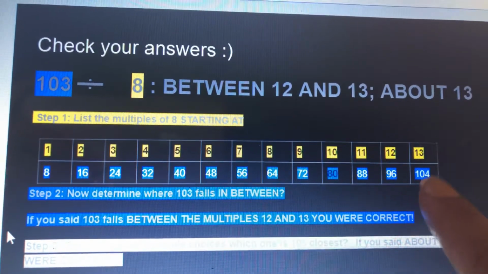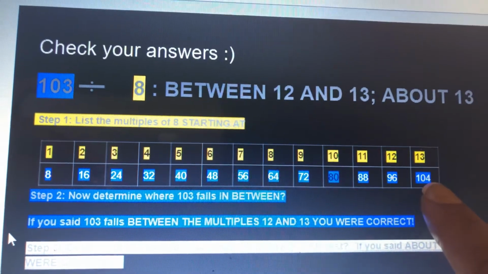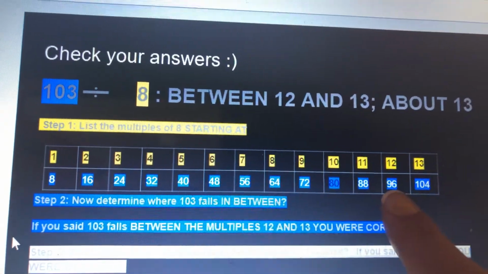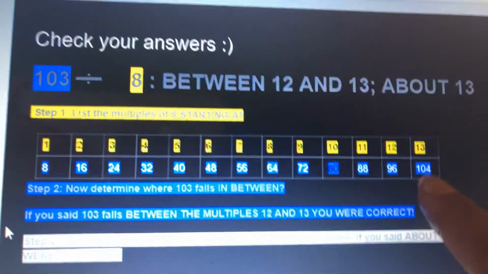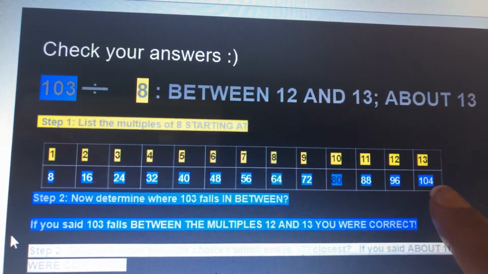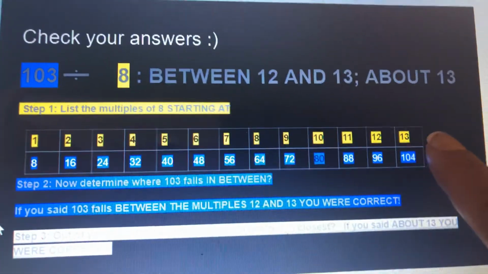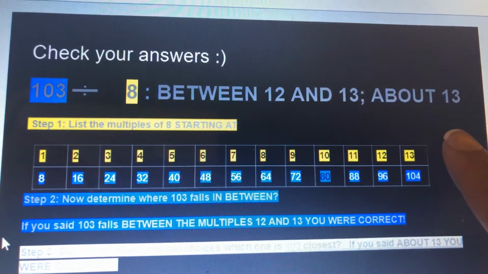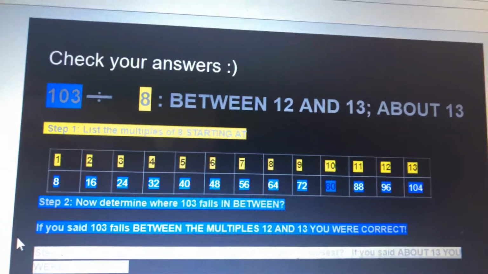This one I don't have to do a number line on because it's 1 point away from 104, and this one's like 5. So you wouldn't have to do a number line on that one. It ends up about 13. Okay, it's closest to 13.